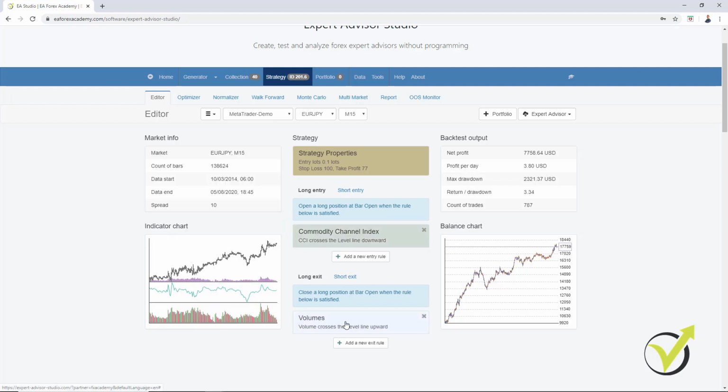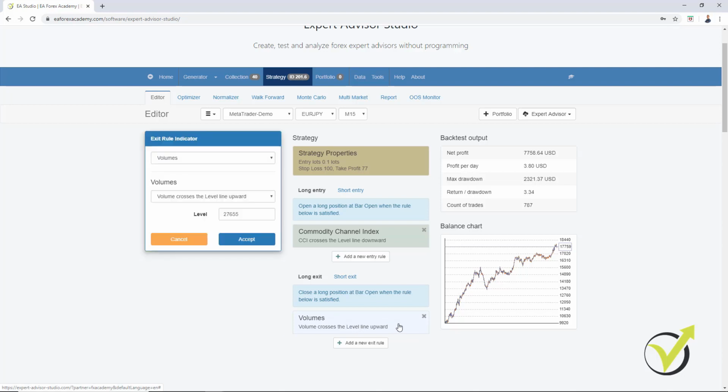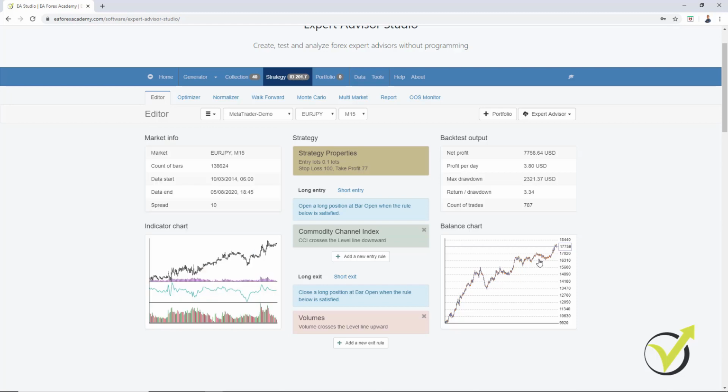As an exit condition for this strategy, we have the volumes, and the condition here is volume crosses the level line upward. As a level, we have 27,655. I will make it round to 28,000, and I will see if there is any change. No change in the backtest, which allows me to leave it this way.